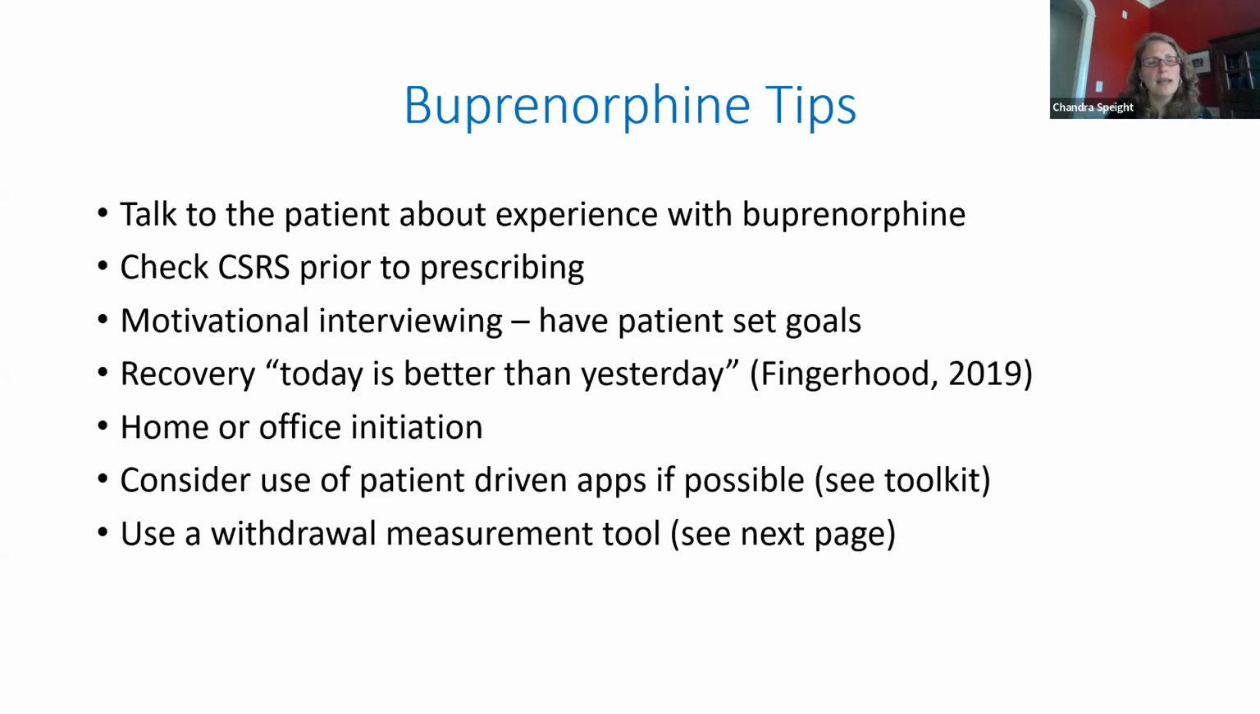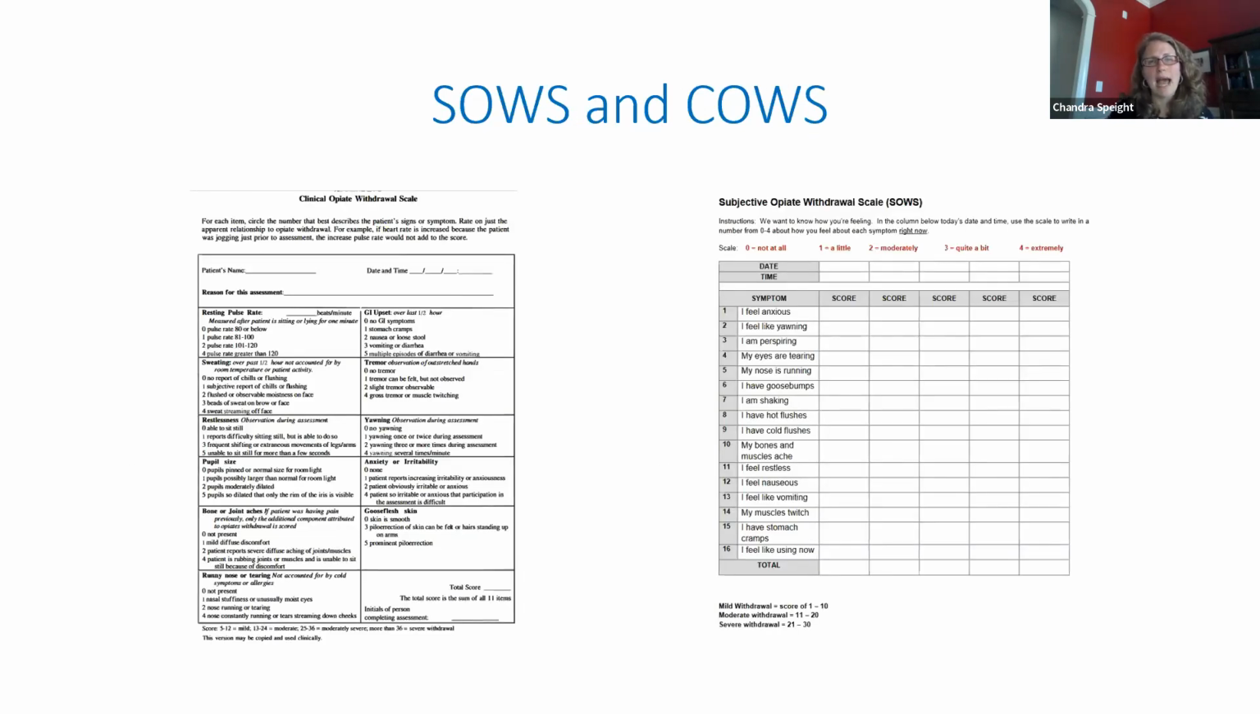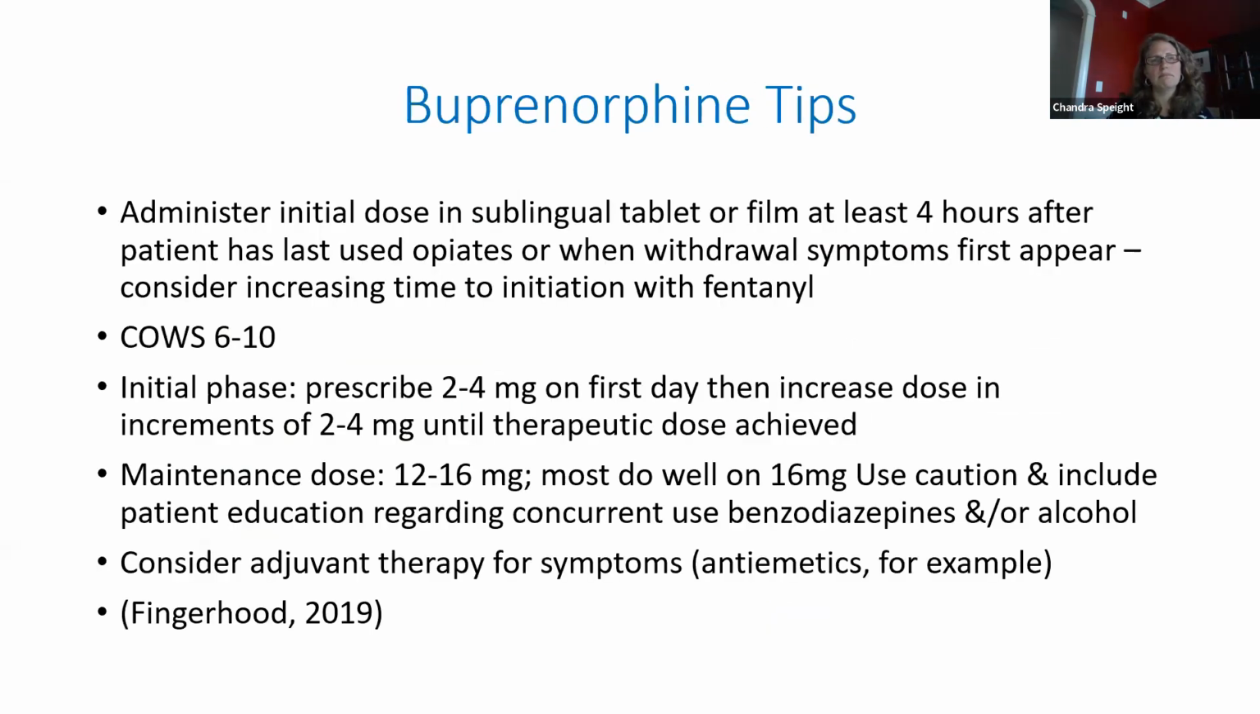You can have folks start it at home or in the office. And in my toolkit, I have a patient-driven app. If your patient does have a smartphone and enough internet access that they can use an app, you could suggest that to them. And you have to use a withdrawal measurement tool. The COWS and the SOWS are the two most widely used. They're easy to find on the internet. Typically, you want to go by a COWS of 6 to 10, not necessarily a specific time.